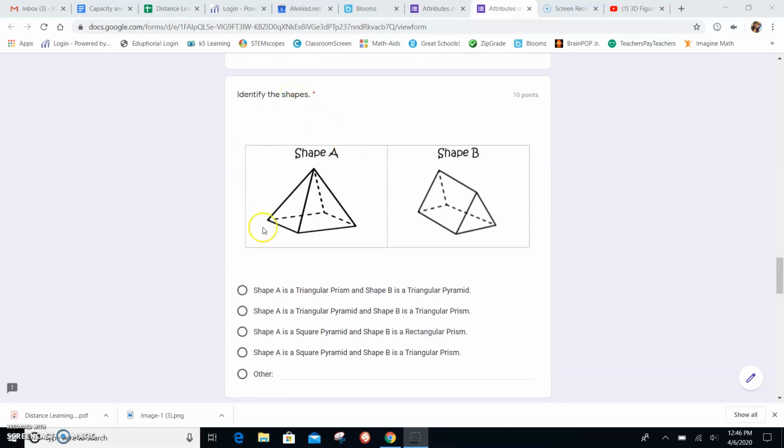Identify these shapes. We have shape A here, shape B here. Shape A is a triangular prism and shape B is a triangular pyramid. Shape A is a triangular pyramid and shape B is a triangular prism. Shape A is a square pyramid and shape B is a rectangular prism. Shape A is a square pyramid and shape B is a triangular prism.